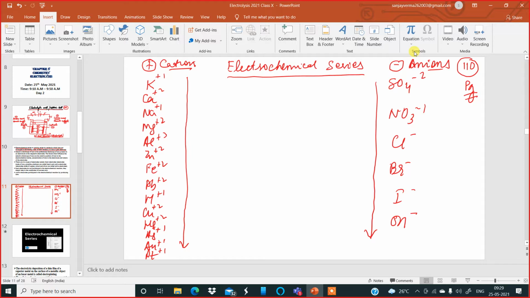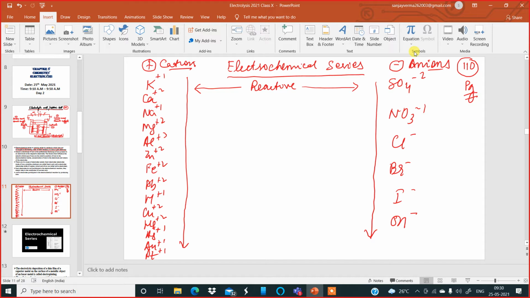Now what is the meaning of electrochemical series? Why are the ions arranged in this order? Let me explain that. The ions which are placed at the top are reactive ions, and they will not discharge easily. Discharge means lose their charge. They prefer to remain charged only.